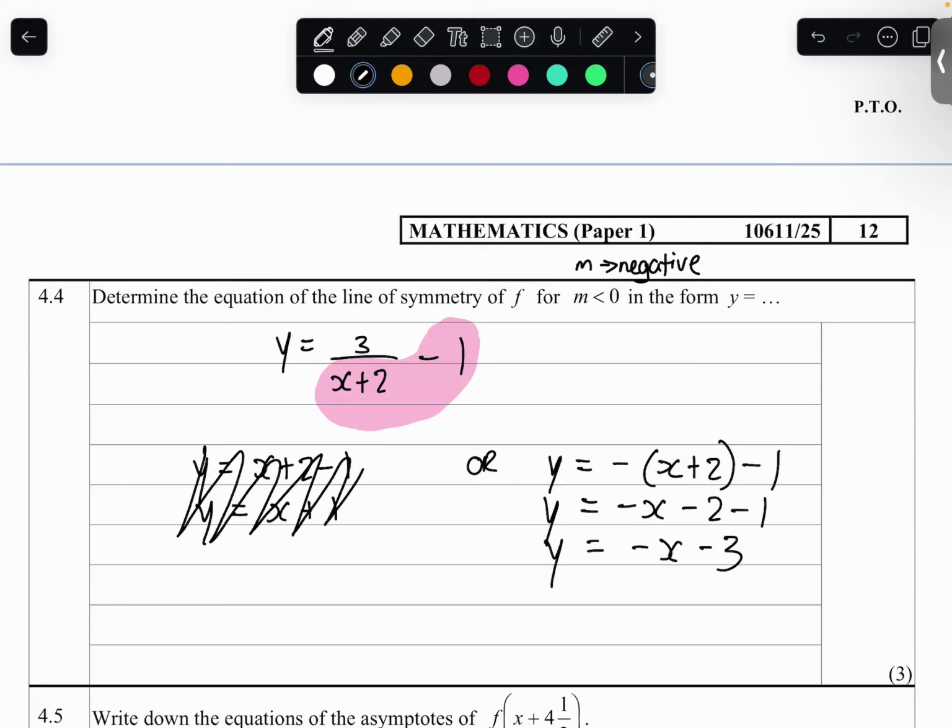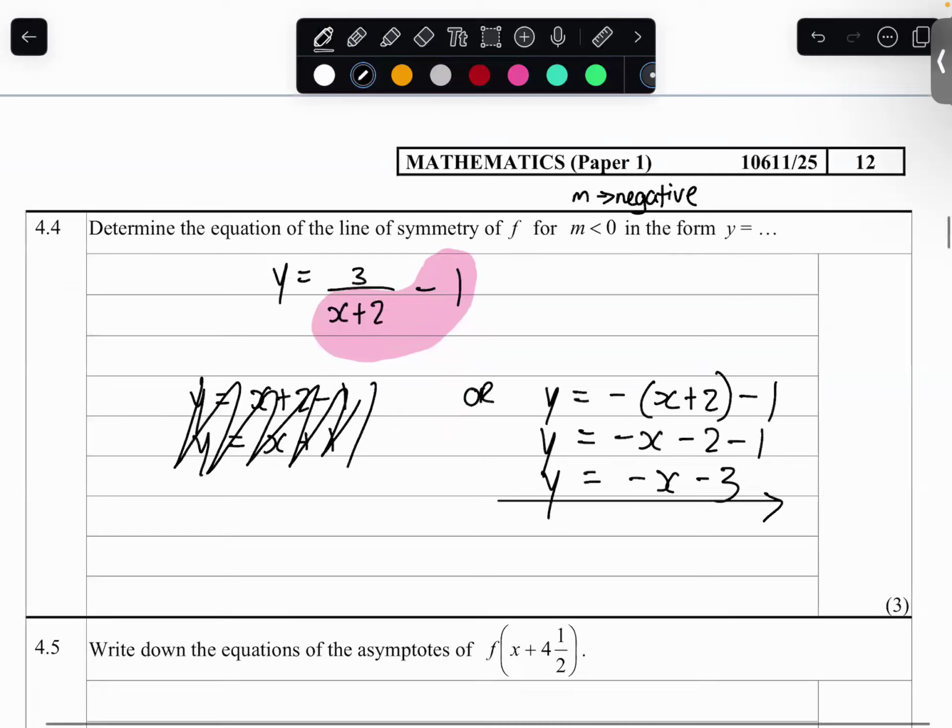They don't want this one. They want this one, the one that has m, the gradient, as a negative. So your answer here is simply y is equal to minus x minus 3.